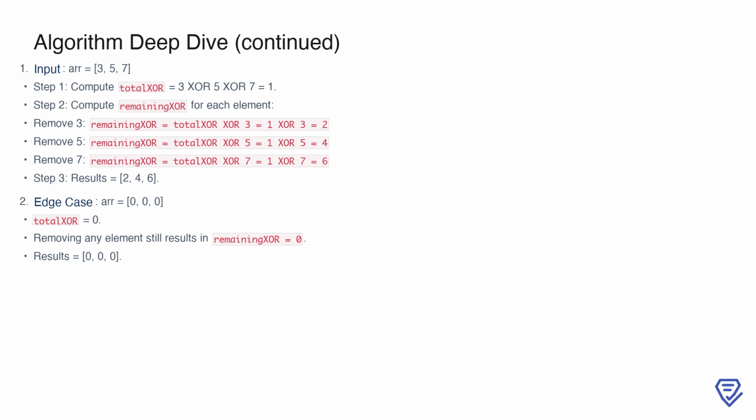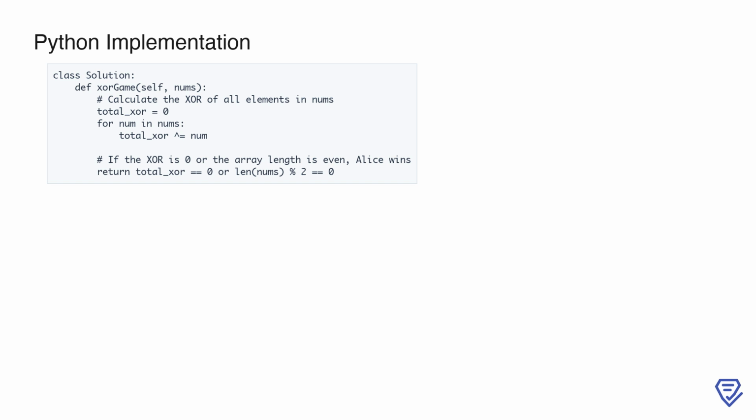This is the solution to LeetCode problem number 810, Chalkboard XOR game. The problem revolves around determining if Alice can always win given the rules of the game. Let's break down the solution step by step. First, the function XOR game is defined, taking a list of integers nums as input. The goal is to calculate the XOR of all elements in the list.